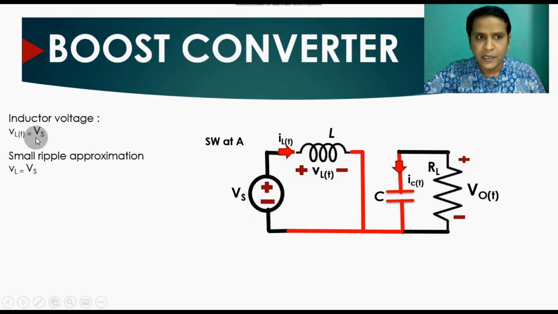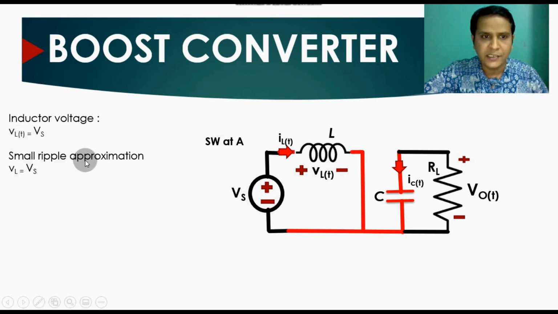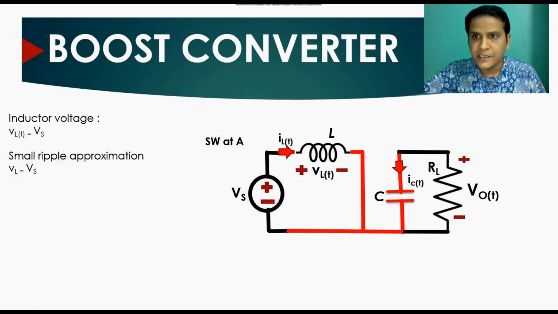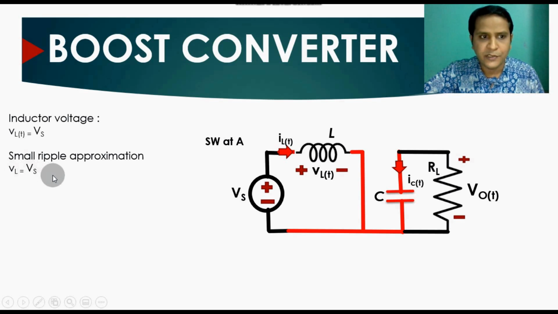If you do a small ripple approximation for this inductor voltage, what would it be? If you apply a small ripple approximation, that means you neglect your ripple components and you only consider your DC component, right? So for this case, VL equals Vs. That means your inductor voltage is equal to your supply voltage, right?